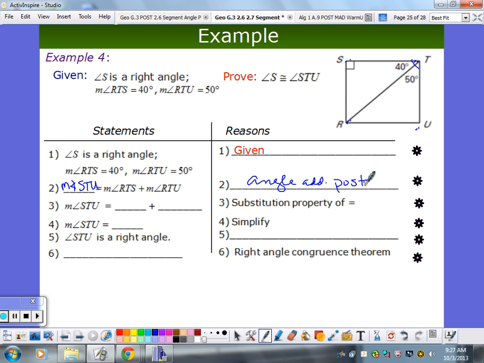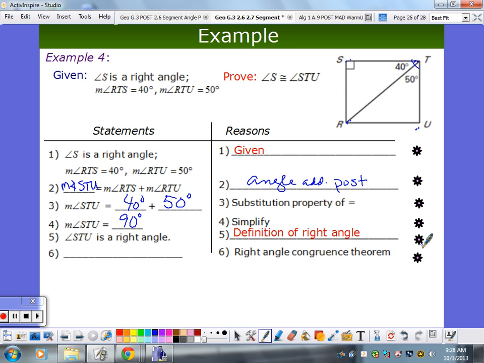Okay. The measure of angle STU, now what we're going for here, sometimes I think these fill-ins are a little hard. What is the measure of angle RTS? Because I know I'm using a substitution here. What is it? It's 40 degrees. And what's the measure of RTU? 50 degrees. So how do I simplify that? I have to add them. And then I'm saying it's a right angle. Because, why? That's what a right angle is.